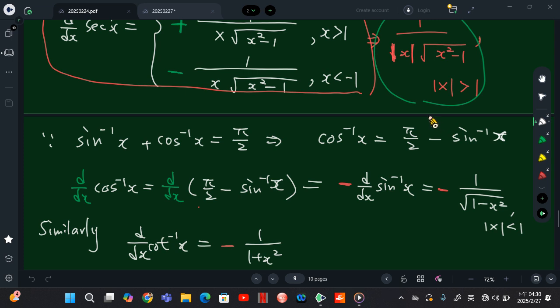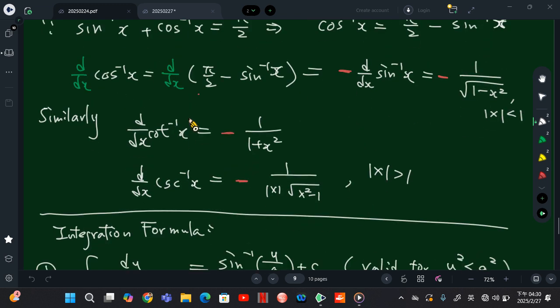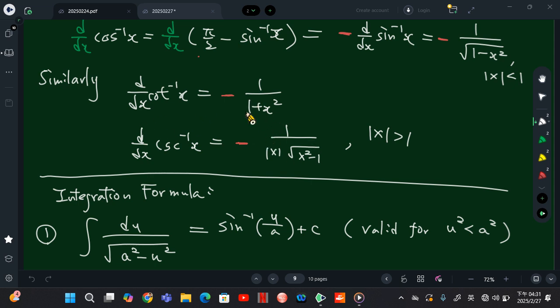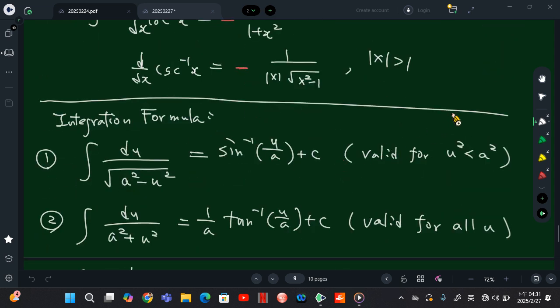For the remaining three, we can simply use the property that arcsine x plus arccosine x is equal to pi over 2. With this, we can easily get the derivative for arccosine. The only difference between the derivatives of arcsine and arccosine is the negative sign. Similarly, we can get the remaining two. So in total, we already know the derivatives of these six functions.